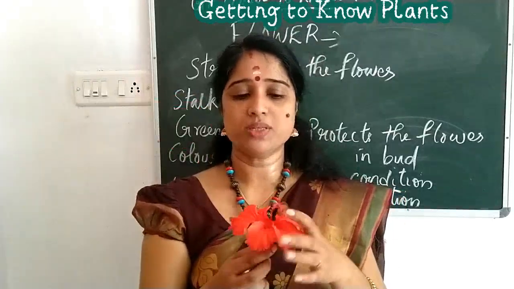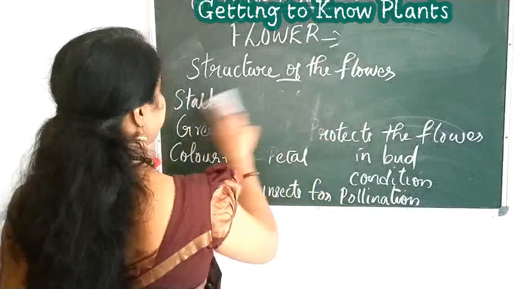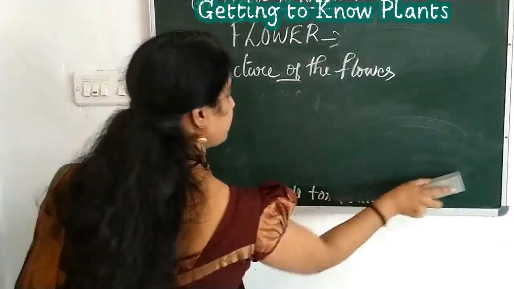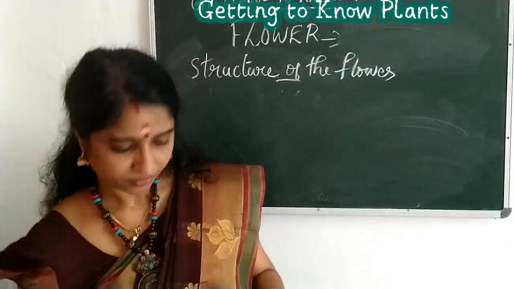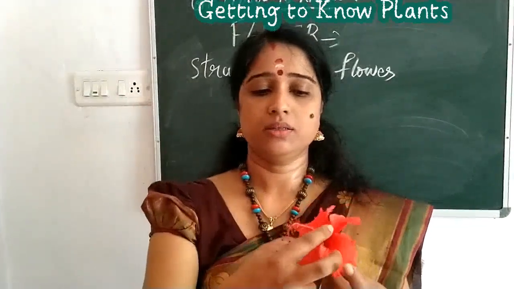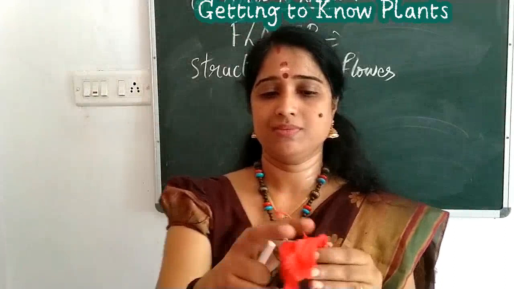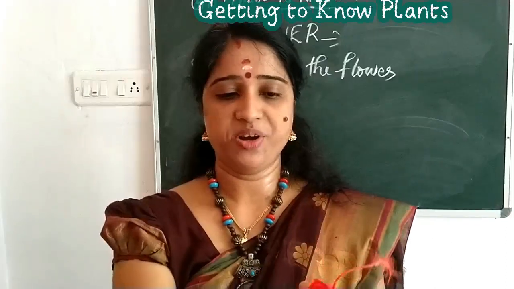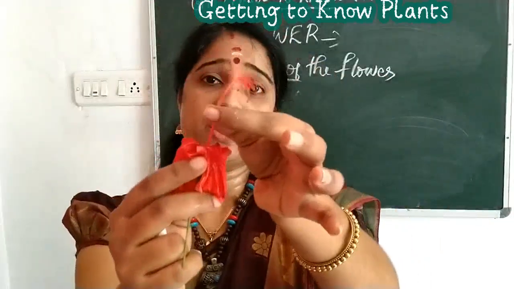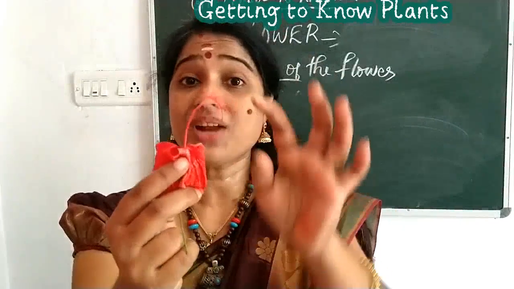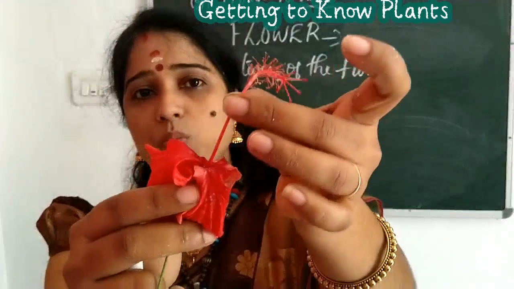Now we can observe the middle part of the flower. I will show you the middle part. The flower is not an obedient flower. Okay. Could you see this structure? Big structure. See, the tip is here. Hope it is clear. Big one.